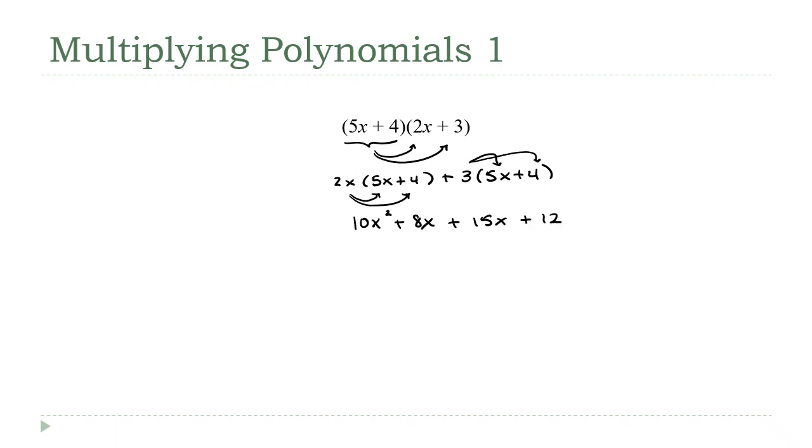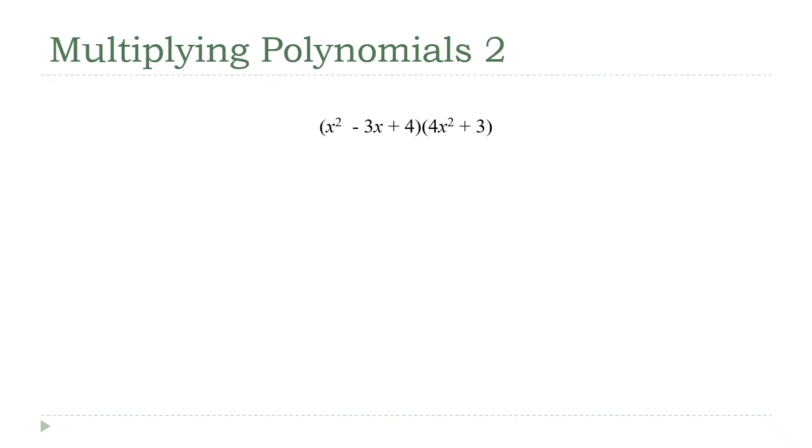And now that's almost it. We're not quite done. Anytime you do one of these multiplications, your last step needs to be to take a close look and say, are there any like terms that I can combine together? In this case, there are. We have the 8x and the 15x. If we combine them together, they become 23x. Nothing I can combine with the 12. Nothing I can combine with the 10x squared. And that's it. There's our result. That's what the product of those 2 original binomials is equal to.